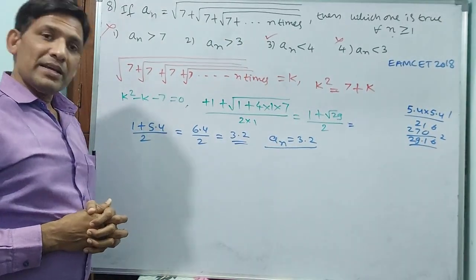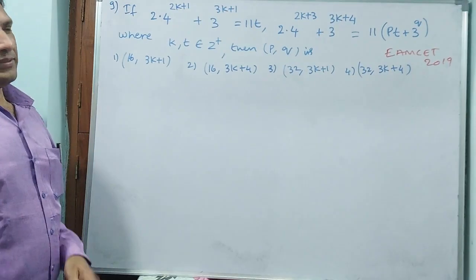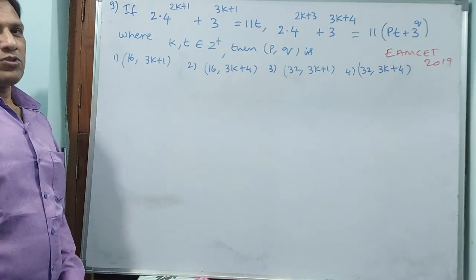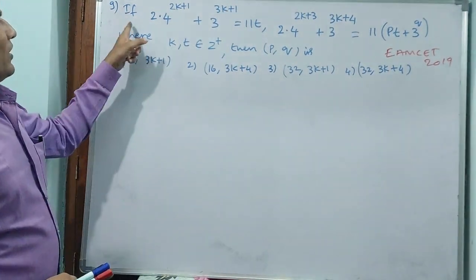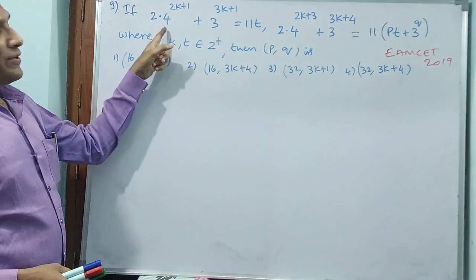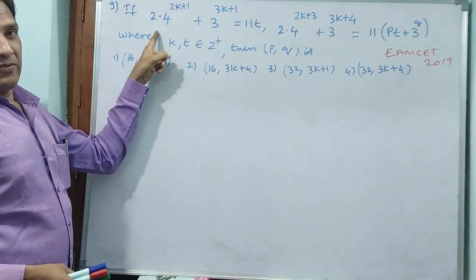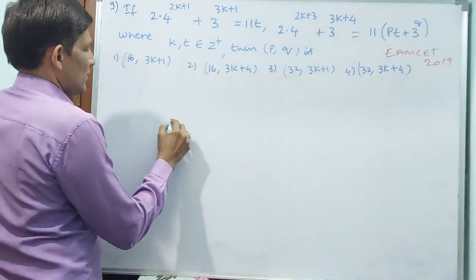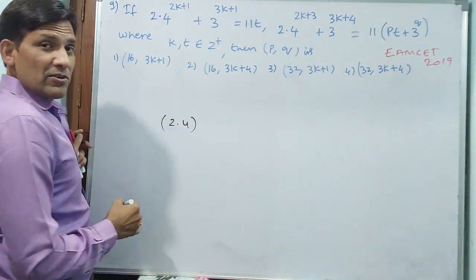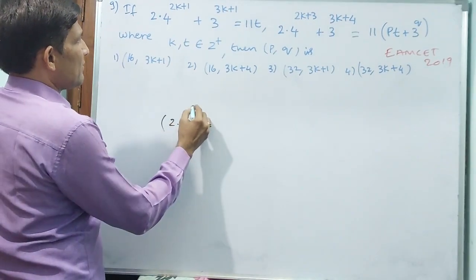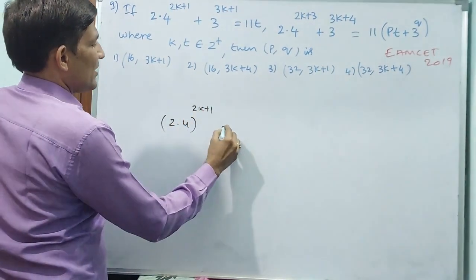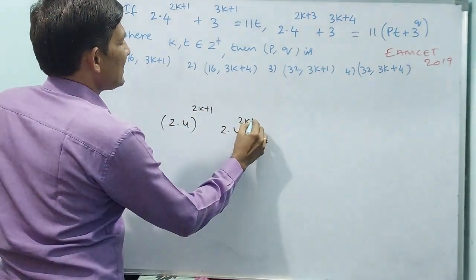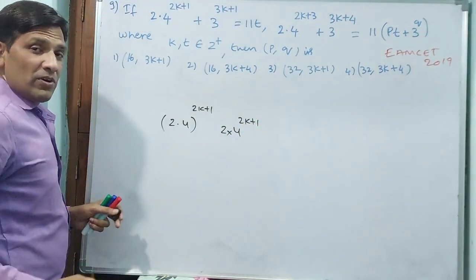Let us go for the ninth. See, ninth question. This question was asked in Eamcet 2019. If 2 into 4, don't take it as 2.4. Why? Because here is the logic I am telling you: if they want to give any power to 2.4, then they will give it in brackets. If anything is like this, then this is 2 into 4, not 2.4.